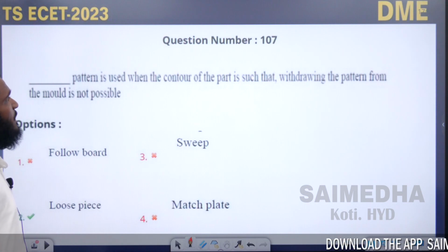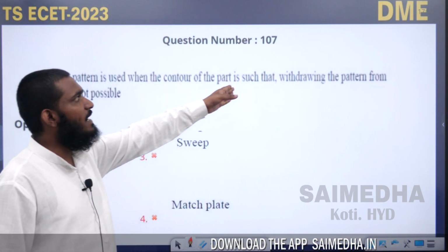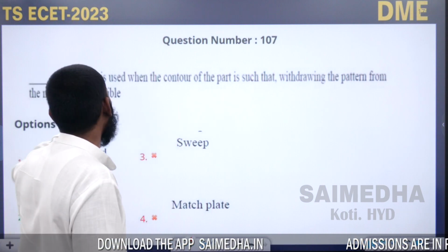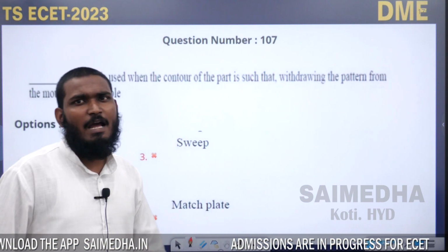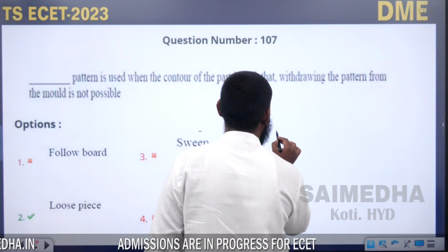Now next question: dash pattern is used when the contour of the part is such that withdrawing the pattern from the mold is not possible. Now what will happen sometimes, suppose this is a mold cavity we are having.